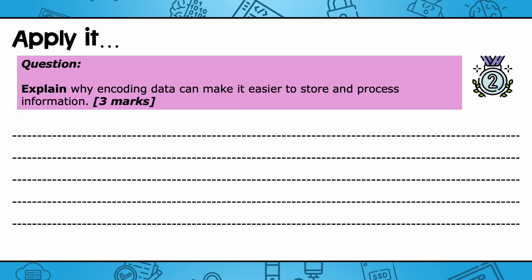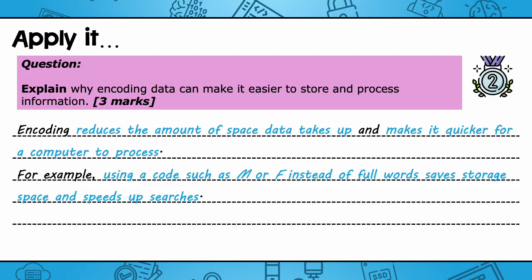Silver tier question, explain why encoding data can make it easier to store and process information. So 3-mark question. So pause the video and have a go. Right, so 3 marks. So encoding, we're going to talk about what it is first. Encoding reduces the amount of space data takes up and makes it quicker for a computer to process. So we've talked about what encoding is and one of its advantages.